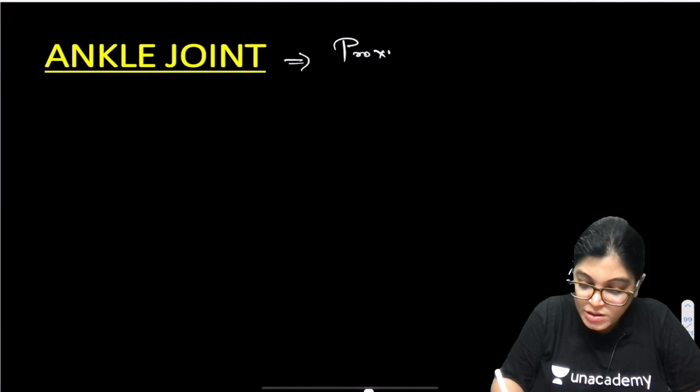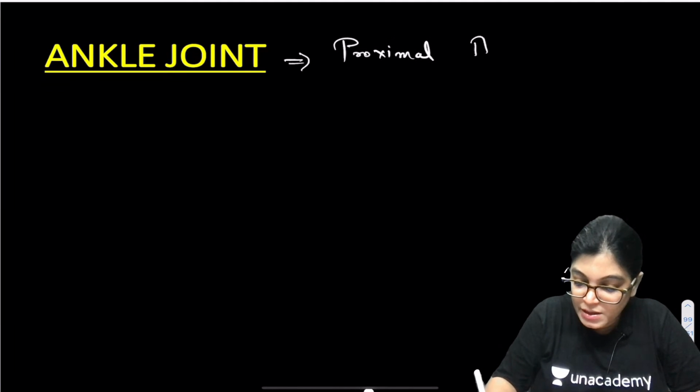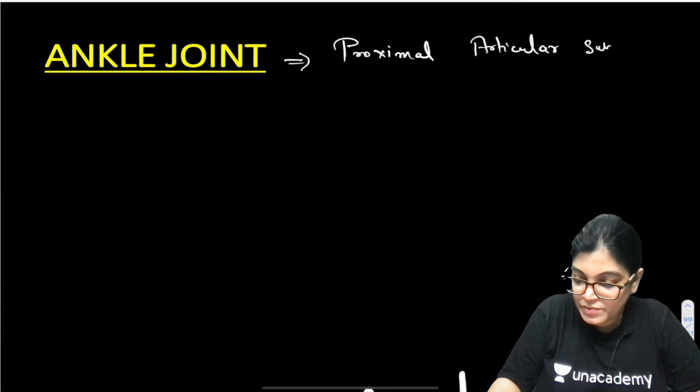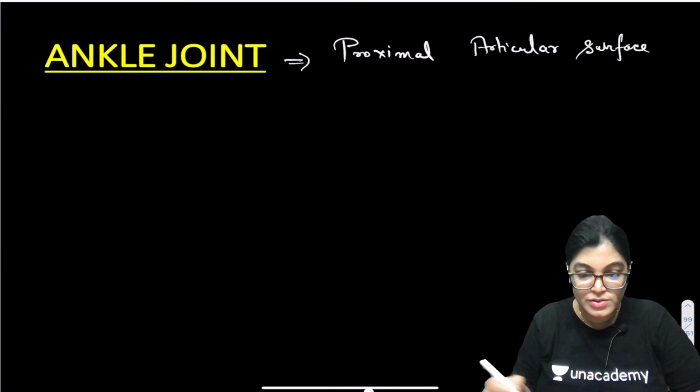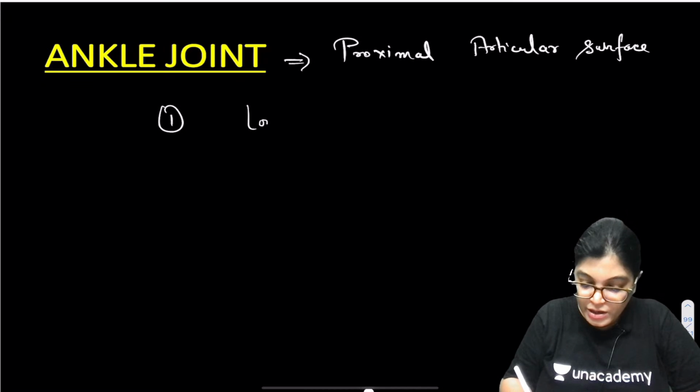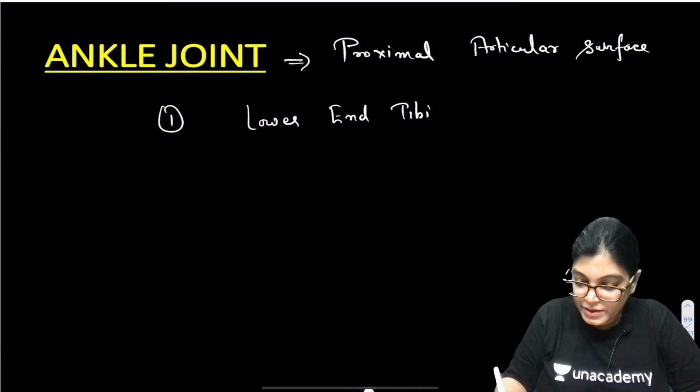Now let's see the proximal articular surface. So what is the proximal articular surface? When we are talking about the proximal articular surface, it is formed by the following structures. It is formed by the lower end of the tibia. The lower end of the tibia is forming the medial malleolus.